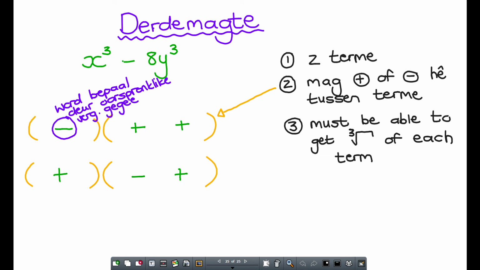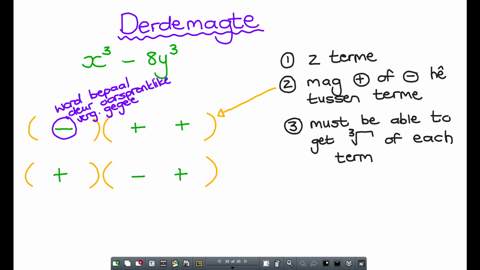Okay, so gister het ons gesê, when we've got cubes, nee, derde magte, we have the answer of that. Okay, first things first, we need two terms. Daar kan 'n plus of 'n minus mos tussenin wees, nee? And then we must be able to get cube root of each of those terms because we're going to use that for the final answer. Done. So that's how we identify when to use cube roots.